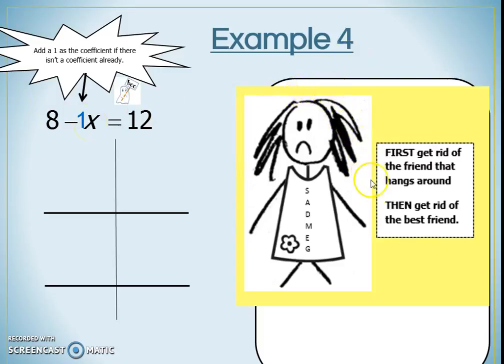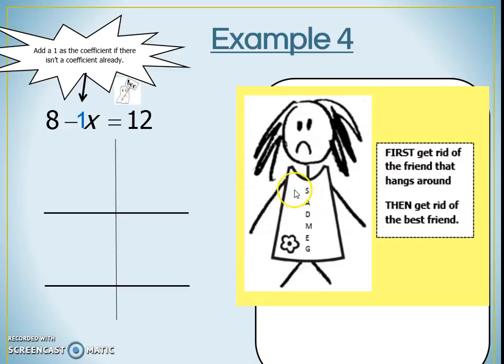Now I've talked about our friend Sad Meg in the last slide. And in the last example, we also talked about how important it is to look in front of the constant or the term to determine what inverse operation we're going to do here. So if we look here at this 8, there's no negative sign in front of this. So we know that this is a positive 8. And the opposite operation when we've got a positive 8 is going to be to subtract it.